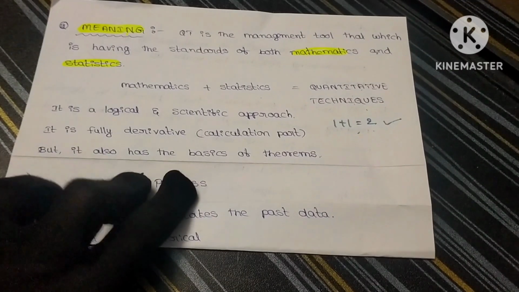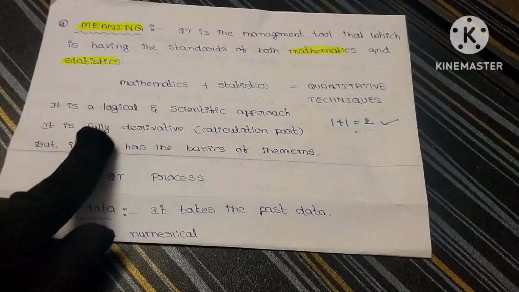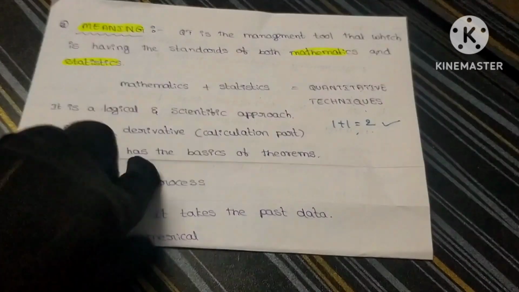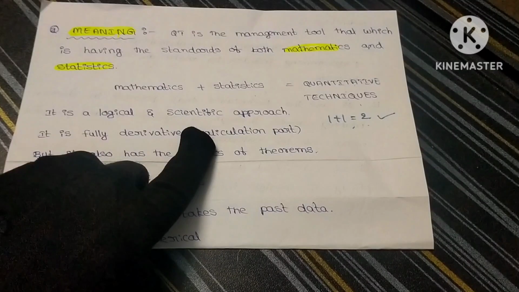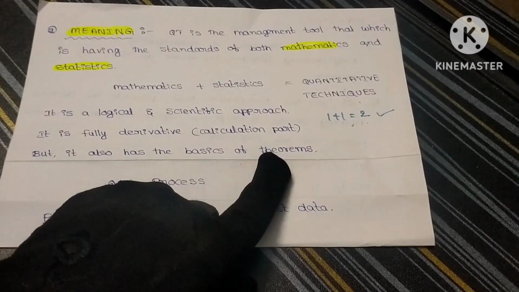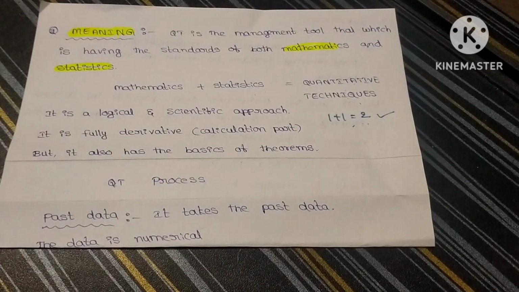Derivative means calculation part. Here the quantitative techniques are completely derivative, but it also has the basis of theorem. Before going to do the calculation part, you should understand the concept that is called as theorem. So without the theorem, there is no possibility of doing the calculation part.